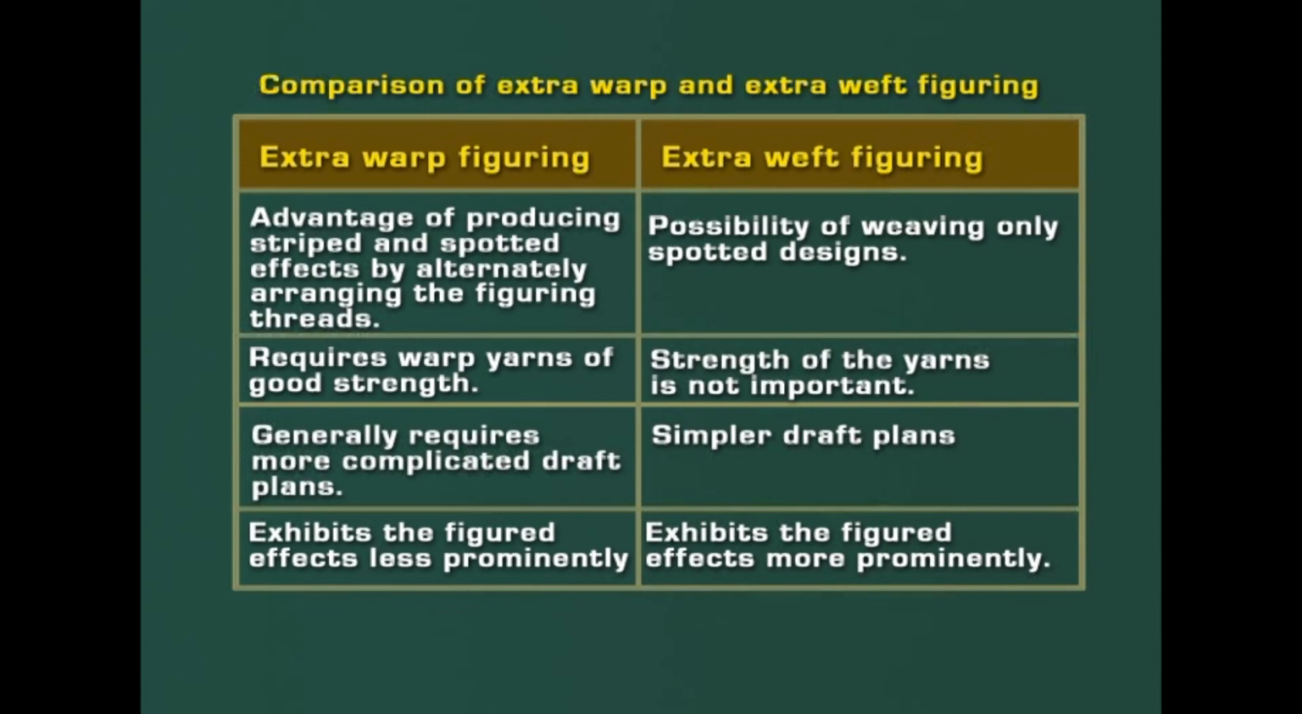In warp figuring, we need yarns which are really stronger, because they have to be on the loom during the weaving, whereas in weft figuring, the strength of the yarn is not very important. Warp figuring generally requires more complicated drafts, whereas weft figuring is going to be very simple. There is no problem at all. Simple drafts can be utilized for this. Warp figuring exhibits the figured effects less prominently, whereas in weft figuring they are very prominently made, and the production is also, that is why, less.